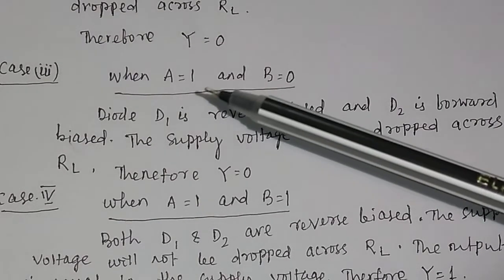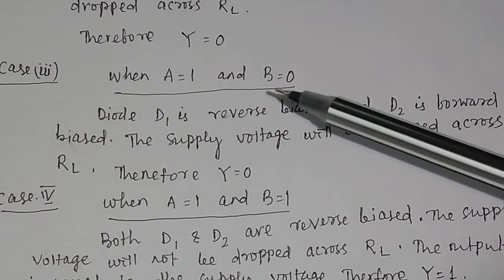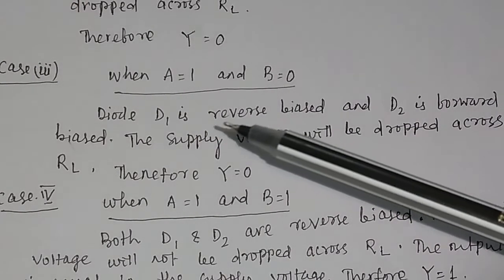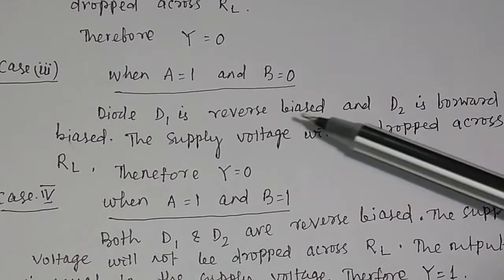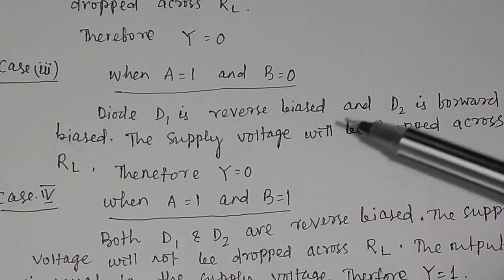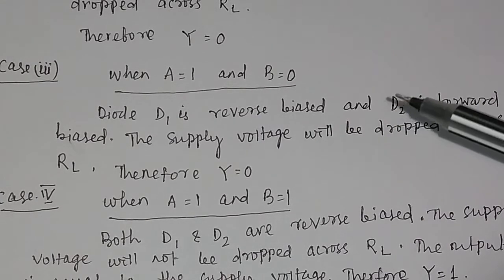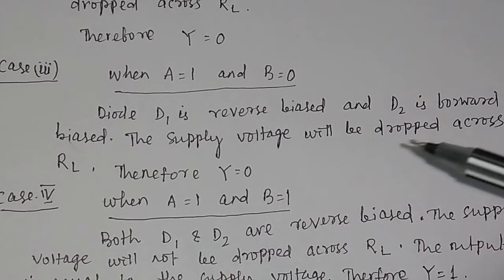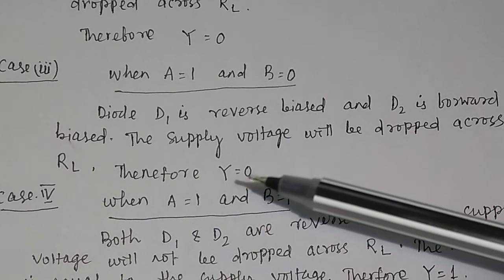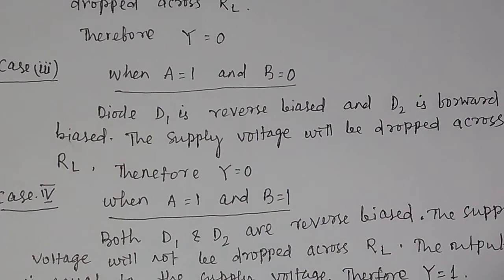Similarly, when A equal to 1 and B equal to 0, when A equal to 1, diode D1 is reverse bias, no current passes through this diode D1, and D2 is forward bias. If D2 is forward bias, the current will pass through this diode D2 and the supply voltage will be dropped across the load resistance RL. Therefore, you also get Y in the output equal to 0.